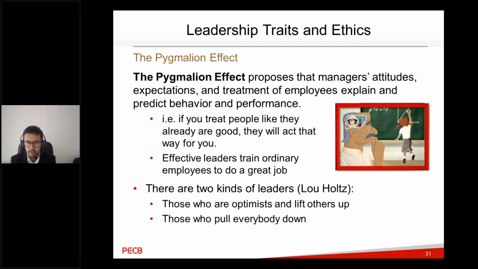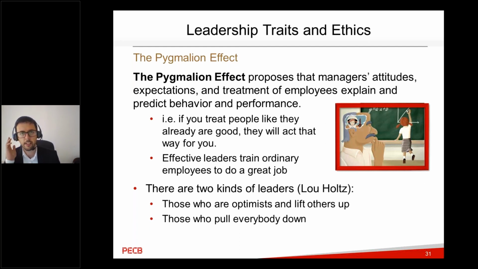The teacher's expectations influence the behavior and performance of the students. Because the teacher, or the foreman in this case, expected that these people would behave better, it was expressed in higher achievement from these people as well. And this is what is called the Pygmalion effect. And in this sense, there are two kinds of leaders.